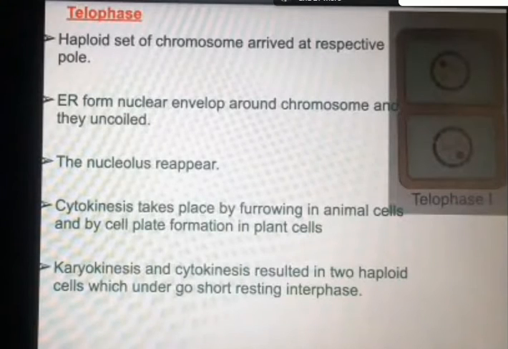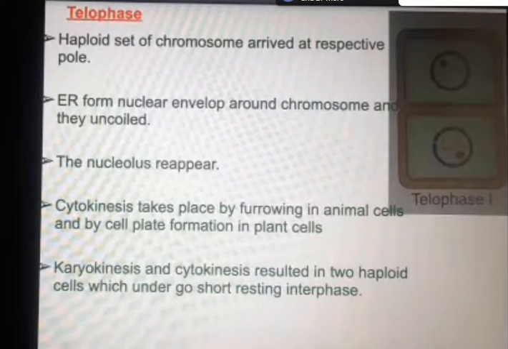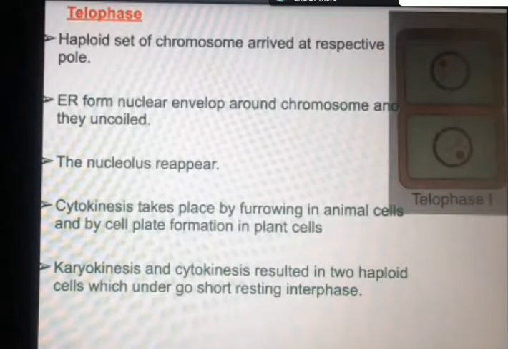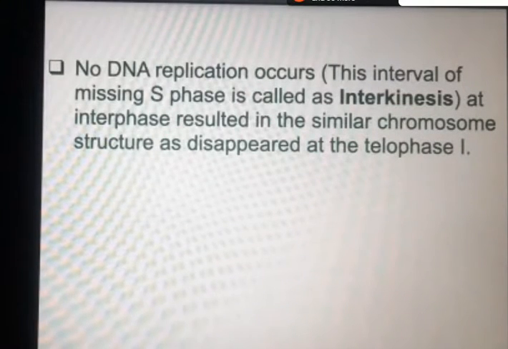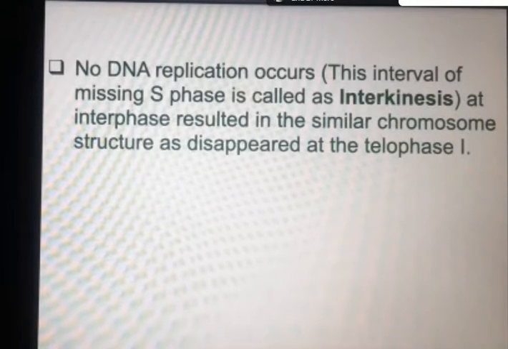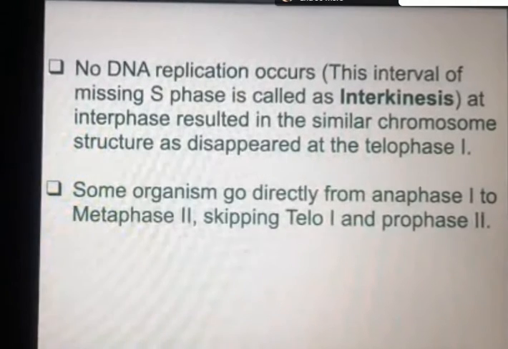interphase, very short. But in some cases, you can find that the cytokinesis may not occur during the course of the division. Sometimes it may not happen, and directly it undergoes the next phase. So no DNA replication occurs. This interval of the missing S phase is called interkinesis, and the interphase results in a similar chromosome structure as appeared in telophase one.